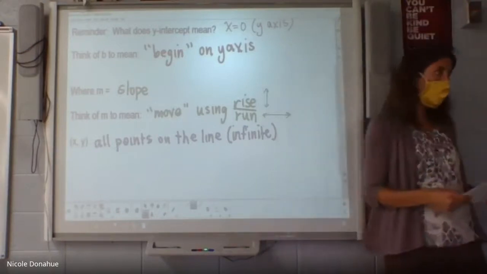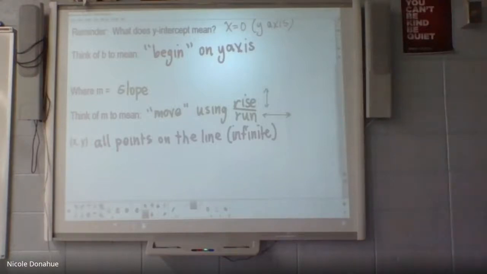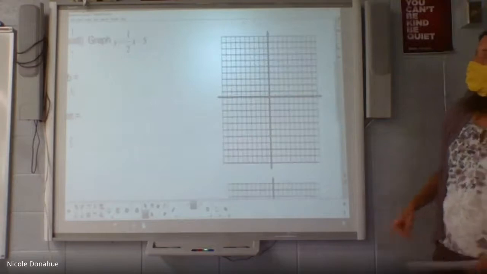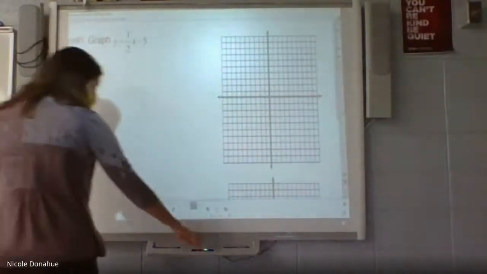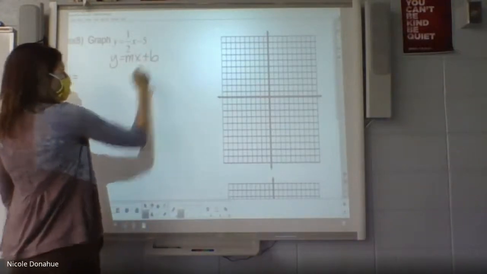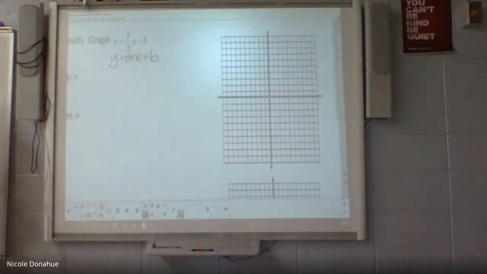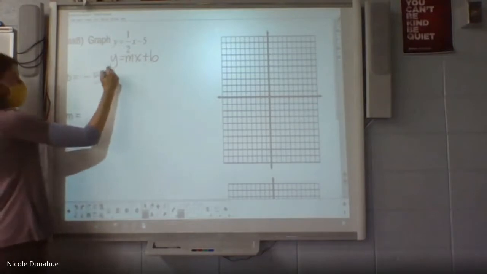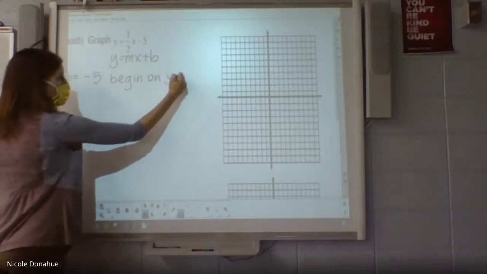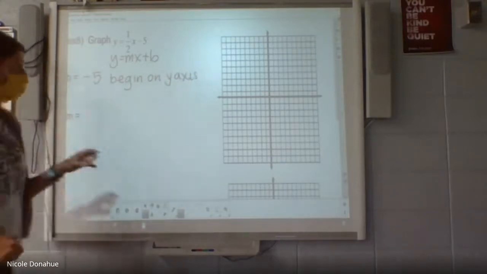So looking at example 8 here, it's asking us to graph this using slope-intercept form, y equals mx plus b. This one's really nice because it's already set in that form for us. So y equals 1/2 x minus 5. Again, the b is where I begin. And what's b in this case? The b is -5. And this is where I'm beginning on the y-axis. So I'm going to put a dot at -5.